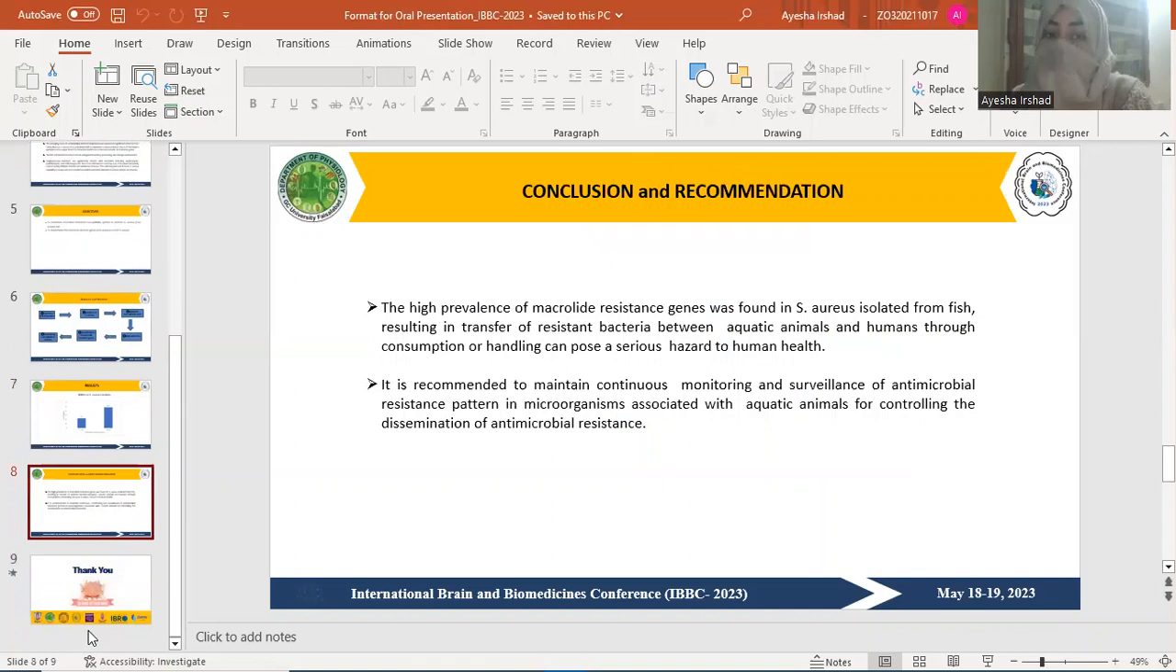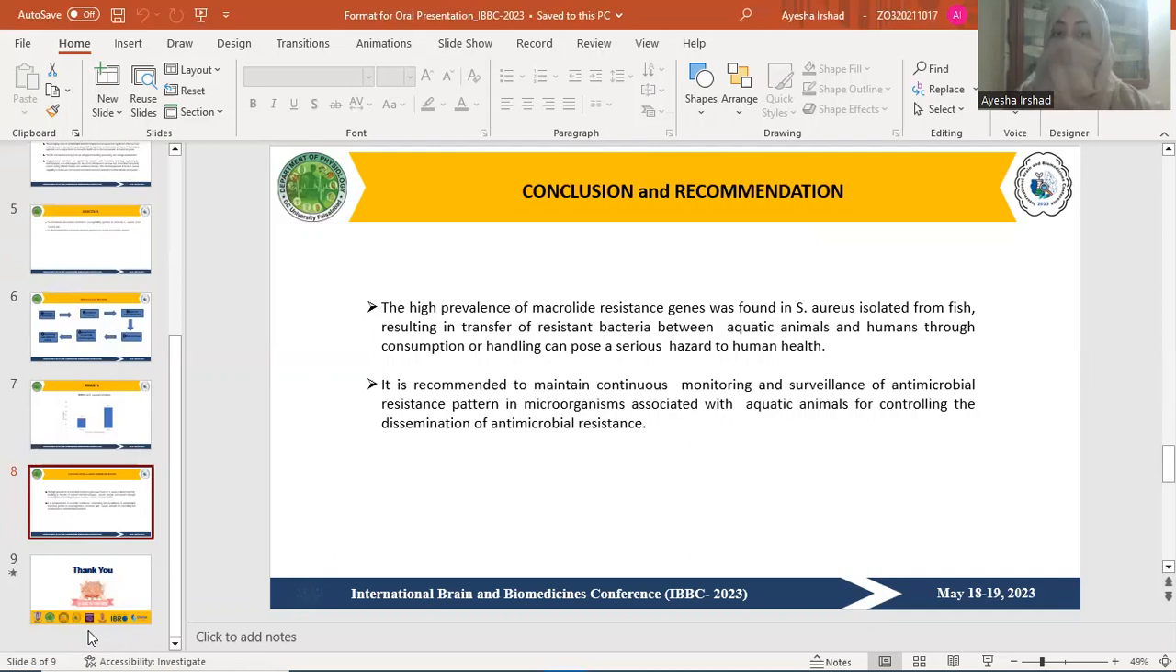The conclusion is that the high prevalence of this resistance, which is macrolide resistance found in S. aureus isolate, can be a threat to the consumer who are consuming these fishes, or the humans that are handling them, the fisherman, the market seller, the shopkeepers, or the person who is handling them and who is cooking them, and it can also transmit resistant gene to humans.